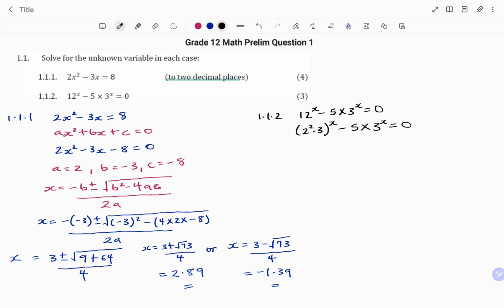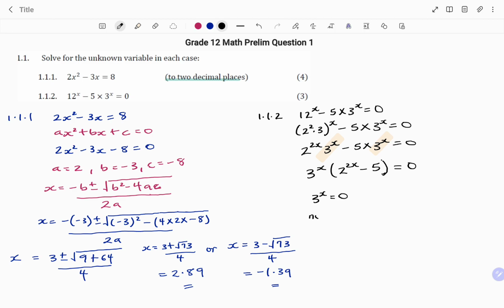If I open up the bracket, I have 2 to the power of 2x times 3 to the power of x, applying laws of exponent, minus 5 times 3 to the power of x equals 0. Note that I have 2 terms and 3 to the power of x is common to both. So I'm going to factorize 3 to the power of x. I'm left with 2 to the power of 2x minus 5. That's equal to 0.